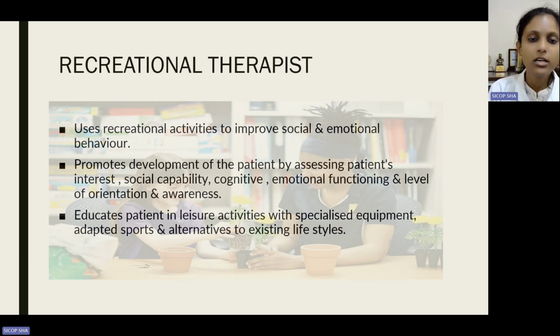They also educate patients in leisure activities with specialized equipment, adapted sports, and alternatives to the existing lifestyle. They first check what things the patient is interested in, and based on that, the activities are planned for the patient.